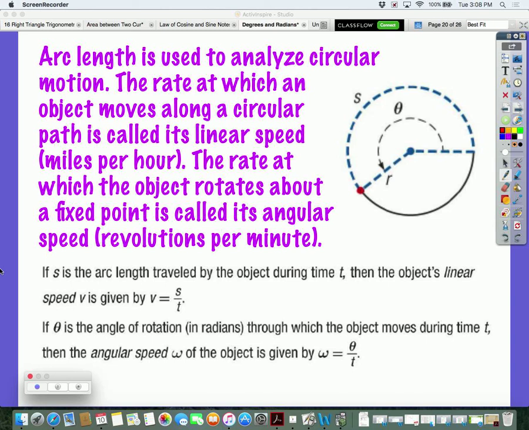Now if theta is the angle rotation, of course measured in radians, through which an object moves during time t, okay? So how it rotates, how it moves. Angular speed of the object is given by omega equals theta over t. Or again, theta is your angle of rotation and t is your time. Now that W is the lowercase letter omega from the Greek alphabet. Just like that interesting looking A when we were doing coterminal angles that represented alpha, this W looking symbol is actually omega. So those are your formulas to find linear speed and angular speed.